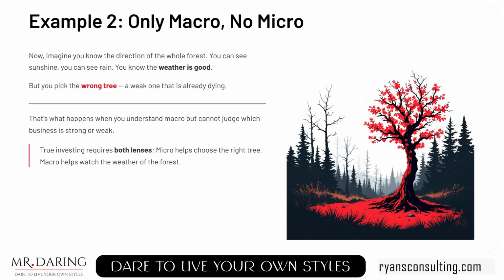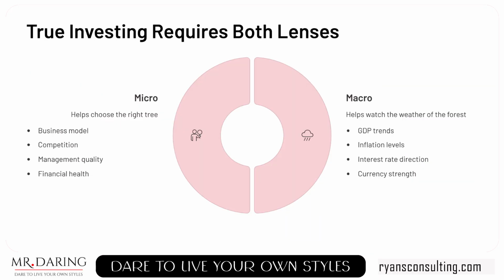Example 2, only macro, no micro. Now imagine you know the direction of the whole forest. You can see sunshine, you can see rain, you know the weather is good, but you pick the wrong tree, a weak one that is already dying. That's what happens when you understand macro, but you cannot judge which business is strong or weak. True investing requires both lenses. Micro helps choosing the right tree. Macro helps watching the weather of the forest.